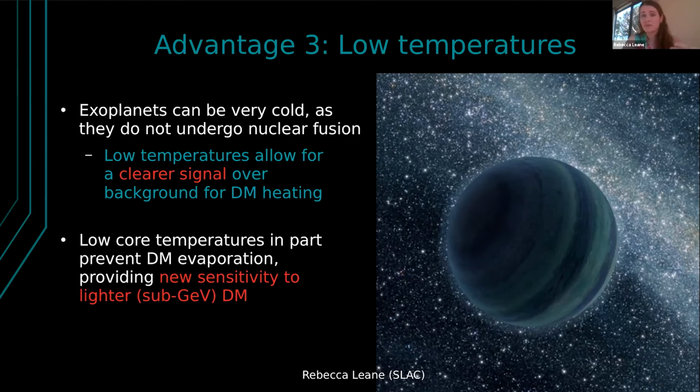You can think about this: if you have a higher temperature in the core, it can give a kick to the particles so they get more kinetic energy, and it's easier for them to escape the gravitational potential and evacuate the star. So particularly at lighter masses, this is always a problem when you choose an object. At what point does it start evaporating? Compared to things like the sun, exoplanets give us new sensitivity to lighter dark matter. Particularly, we're going to be able to probe the sub-GeV dark matter mass regime.